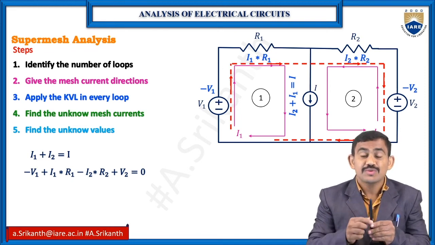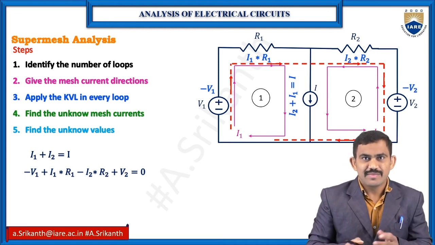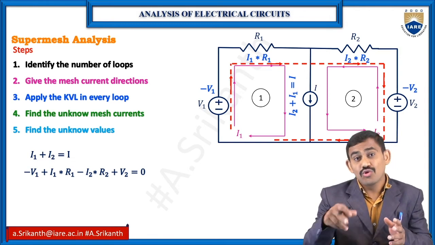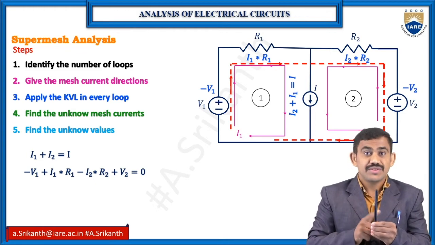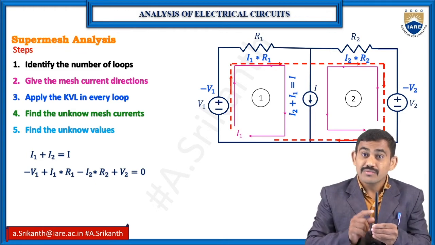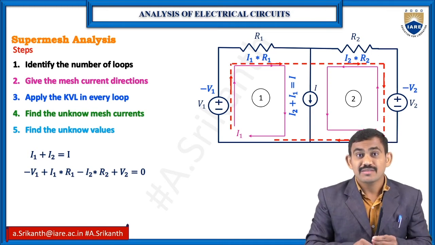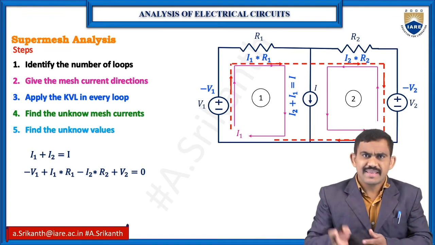So between two loops, if I have an ideal current source, it's very simple. Generally, mesh analysis means we find the loop currents. But with an ideal current source between two loops, I will find the super mesh equation. So we have the mesh equation, meaning the loop equation, with voltage drops for each element.